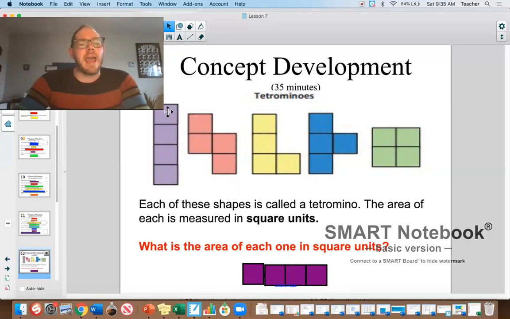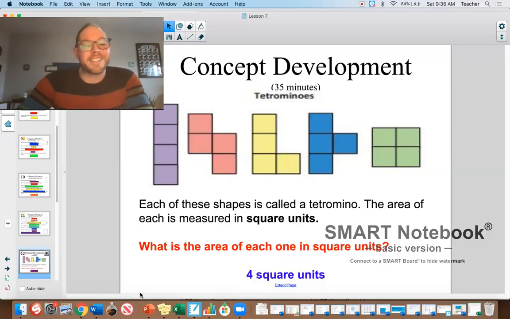What is the area of each block in square units? One way that we can figure that out is just to count. How many squares are in each of our blocks? Let's find out. 4 square units. So each block is 4 square units because each block has 4 squares in it.